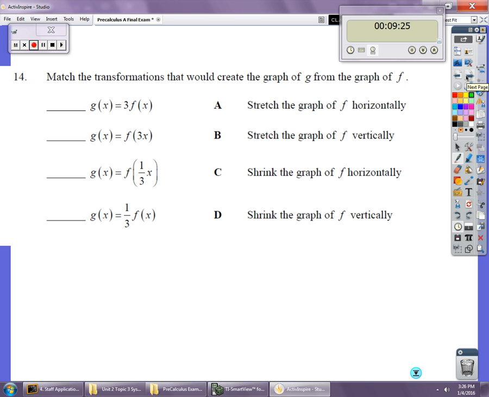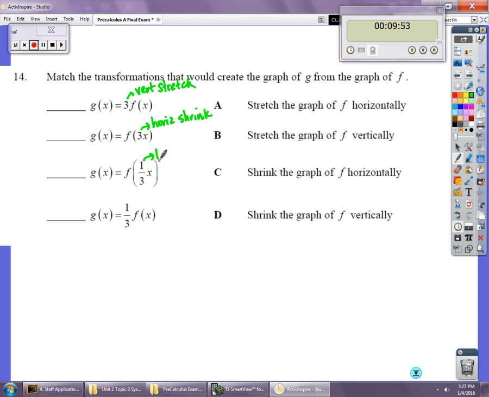Okay, so number 14, looks like we're going to be matching. On this one, this is going to be a change of y, which is vertical. Right? That's going to give me a vertical stretch. This one, notice it's on the inside. This is going to give me a horizontal, and hopefully you're saying to yourself, shrink. Remember, it's backwards. Anything in there is backwards.